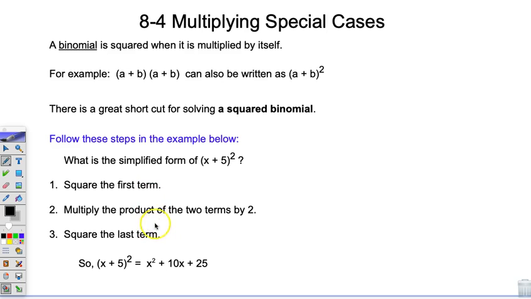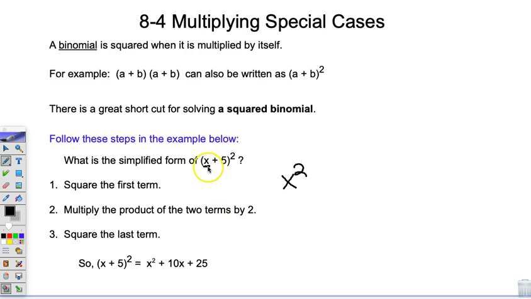So these are the 3 steps, and we're going to do these together to come up with our answer. So first we're going to square the first term. Now remember that the first term is located right here. So if we're going to square that, that's just x squared. It's x times x. Step number 2, we're going to multiply the product of the 2 terms by 2.